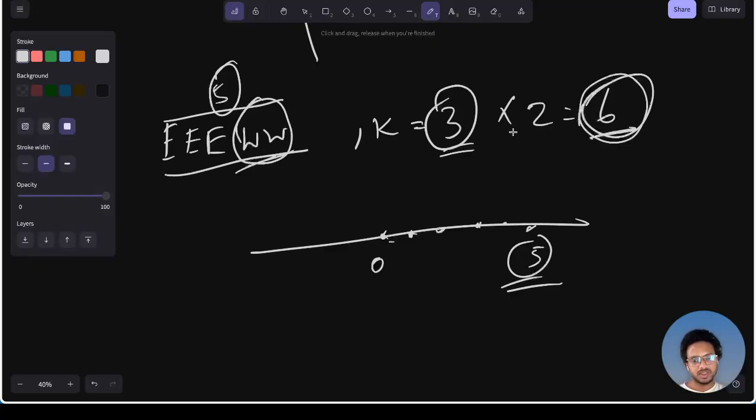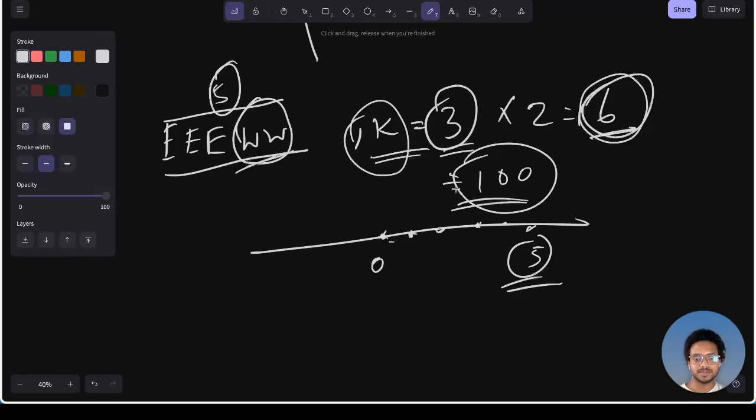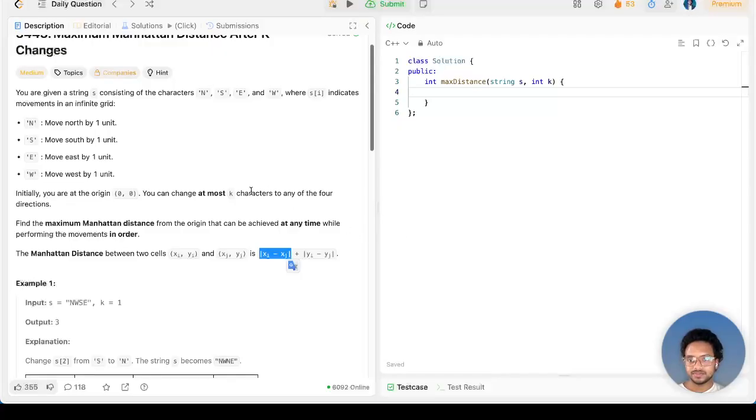So if the value of k is 100, it doesn't mean that you have to use all 100. If you have a look at the question, it says find the maximum Manhattan distance at any time. You can change at most k characters, which means you don't have to change all the characters.